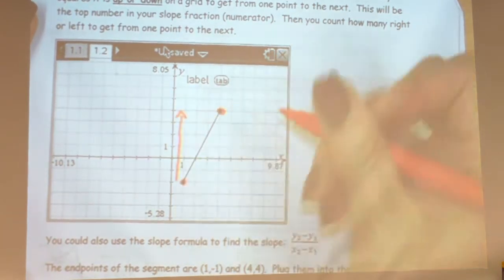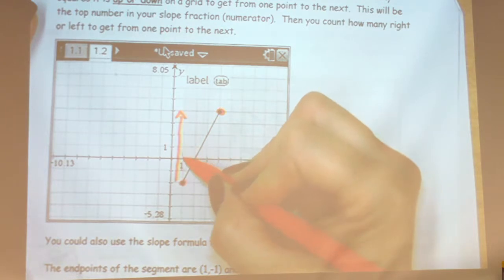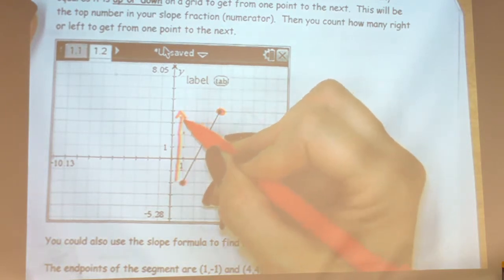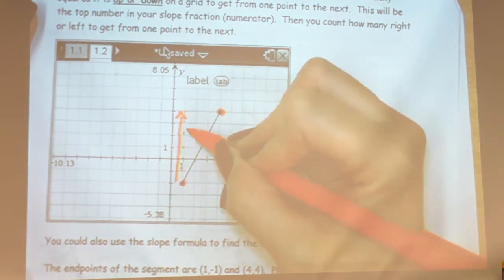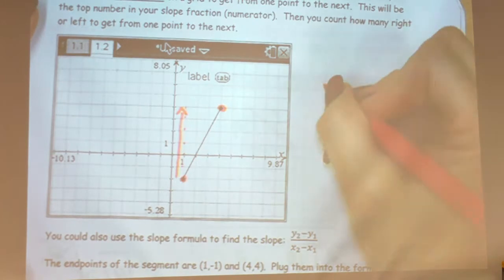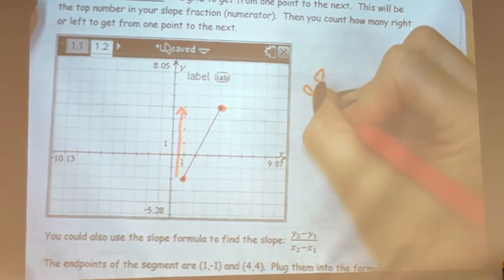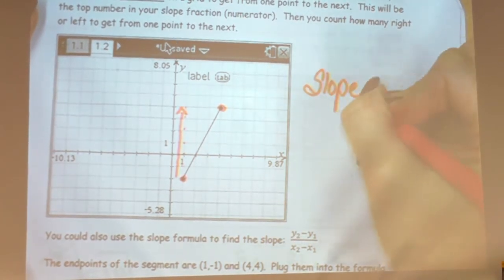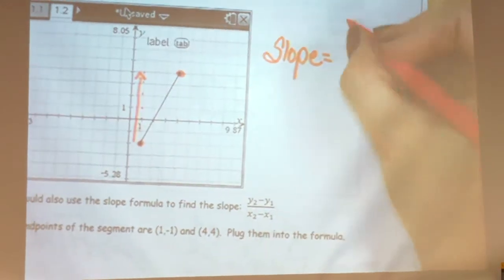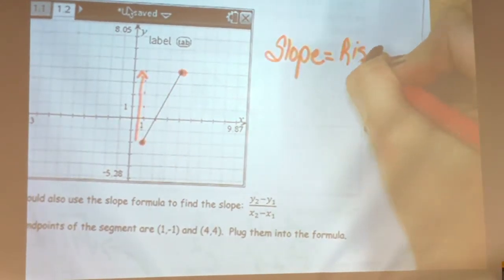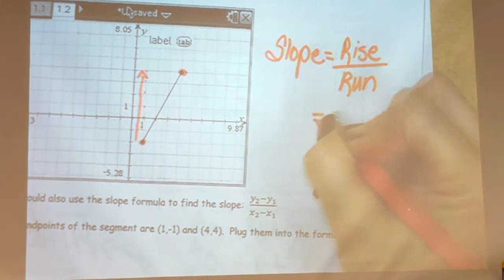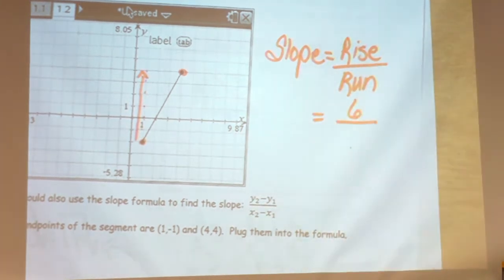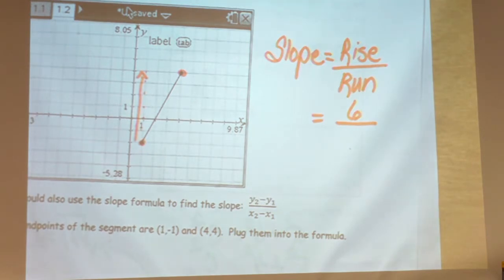So how many up? 1, 2, 3, 4, 5, 6. Let's double check that. 1, 2, 3, 4, 5, 6. 6 up. Okay, so my slope is going to be rise over run. And I just found that my rise is 6, because that's how many up to get to your second point.